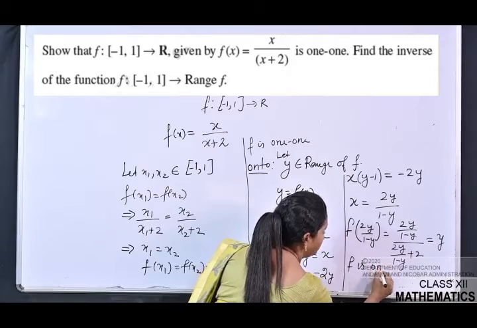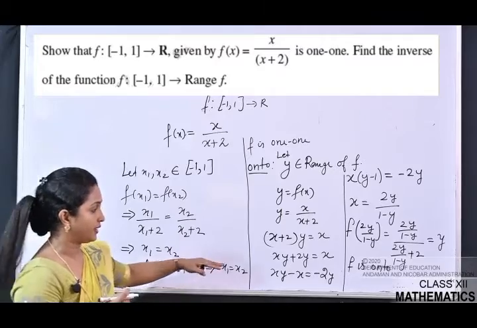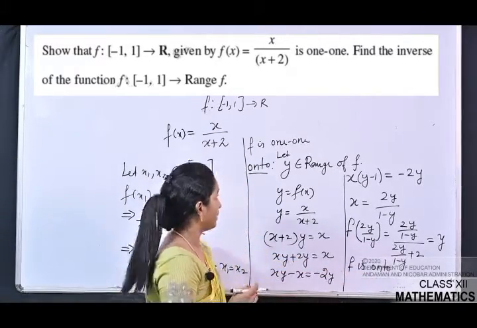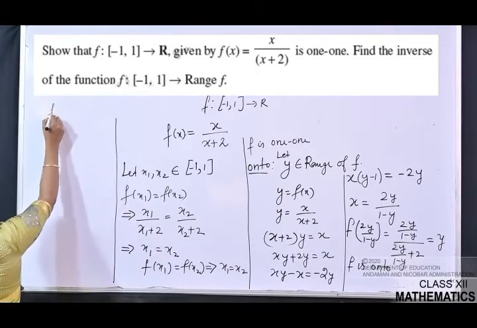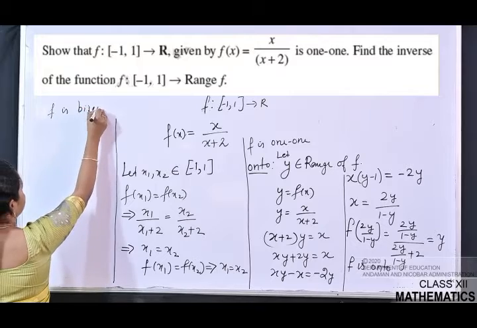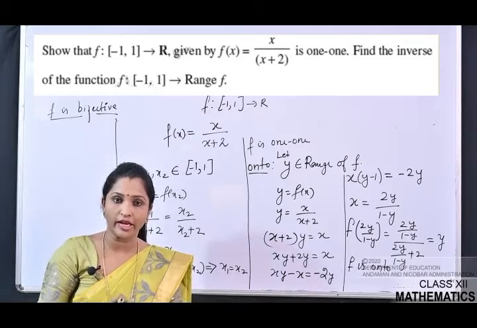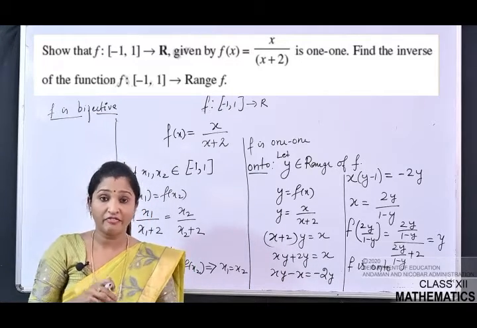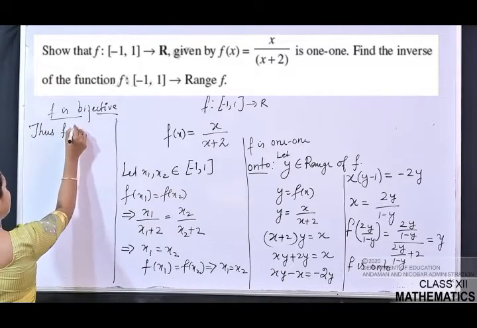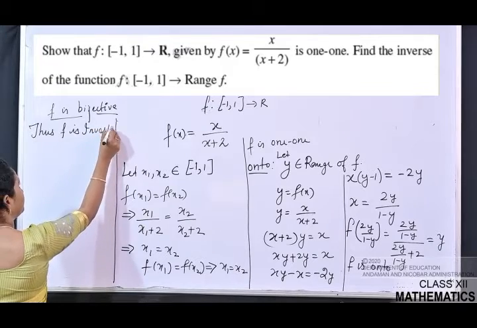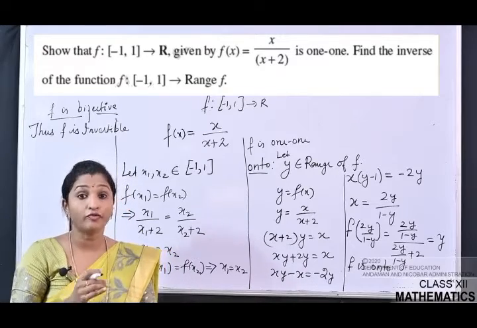F is onto. So first you have already proved f is 1 to 1, and then you have proved f is onto. So what is the conclusion? The conclusion is f is bijective function. F is bijective. F is both 1 1 and onto means what? F is bijective. ठीक है, जब f is bijective होगा तो मतलब क्या होगा? Thus you can say that f is invertible. F is invertible. Okay, now the question is how to find the inverse here.